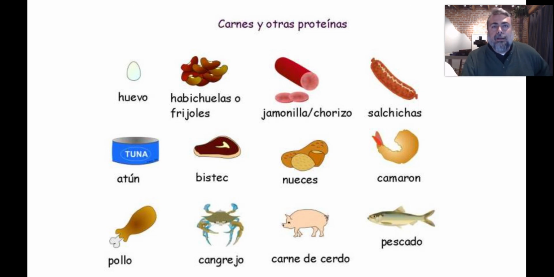Habichuelas is common in most of the Spanish-speaking world. Frijol makes sense. People know what it is. In Mexico, though, the main word is frijol, frijoles. Jamón, jamonilla, chorizo. Chorizo is a kind of sausage. Jamón is ham. Salchichas. In some countries, sausage, but in most countries, a specific kind of sausage, a Vienna sausage, or as you probably call it, a wiener or hot dog.